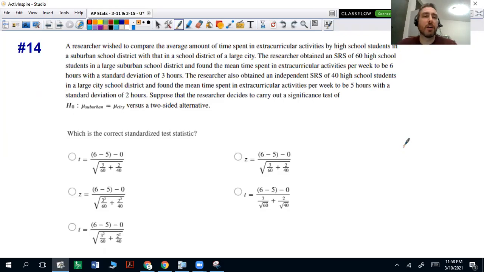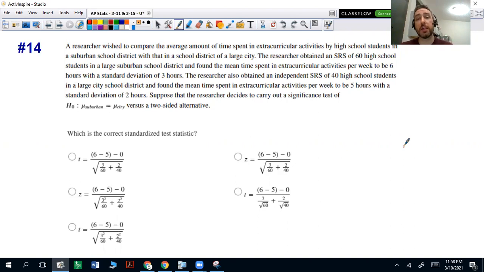Number 14. Our researcher wished to compare the average time spent in extracurricular activities by high school students in a suburban school district with that in a school district by a large city. The researcher obtained a SRS of 60 high school students in a large suburban school district and found that the mean time spent in extracurricular activities per week to be 6 hours with a standard deviation of 3 hours.